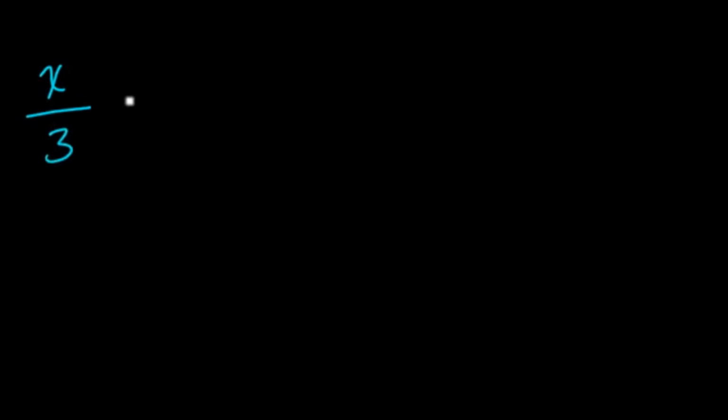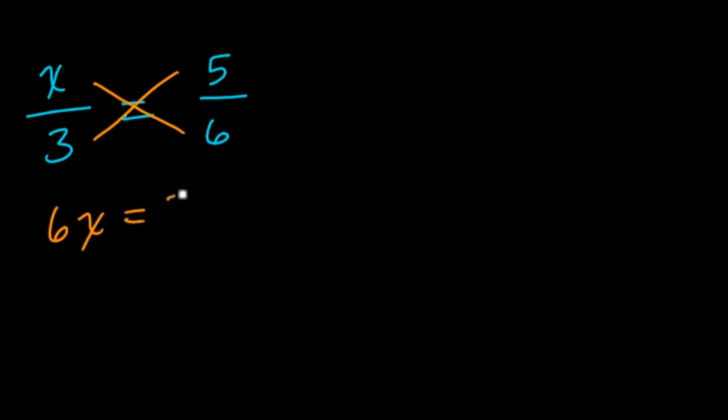Let's put a 3 here now. And then let's put, I don't know, a 5 and a 6 over here. What do we do to solve for x? There are many ways to do it, but using cross multiplication, we know that this product will have to equal this one. So we get 6 times x equals 3 times 5. Simplify this, it's 15, and 6x equals 15.